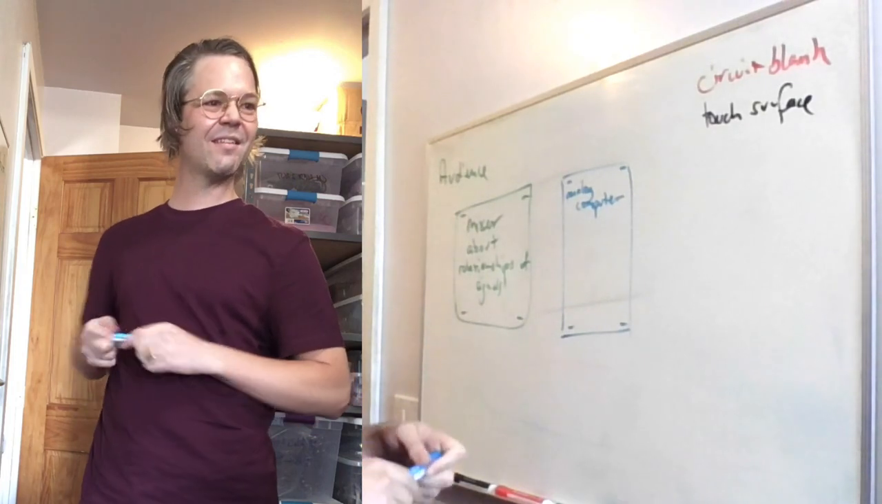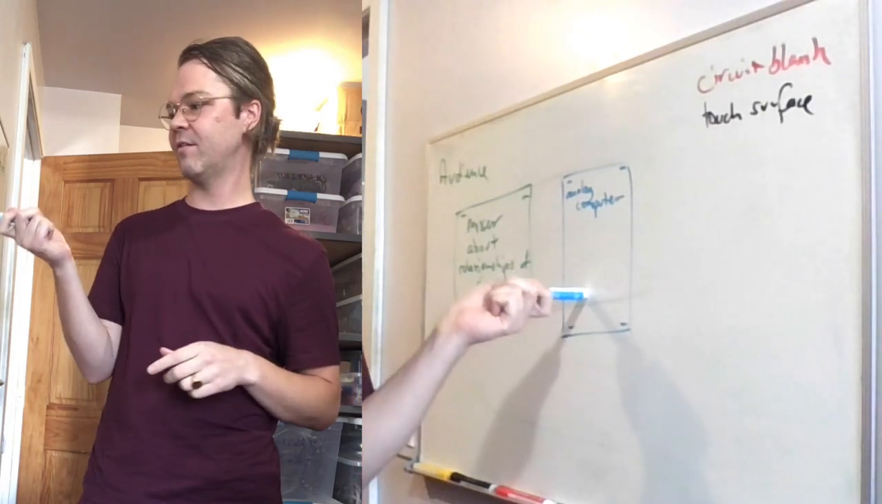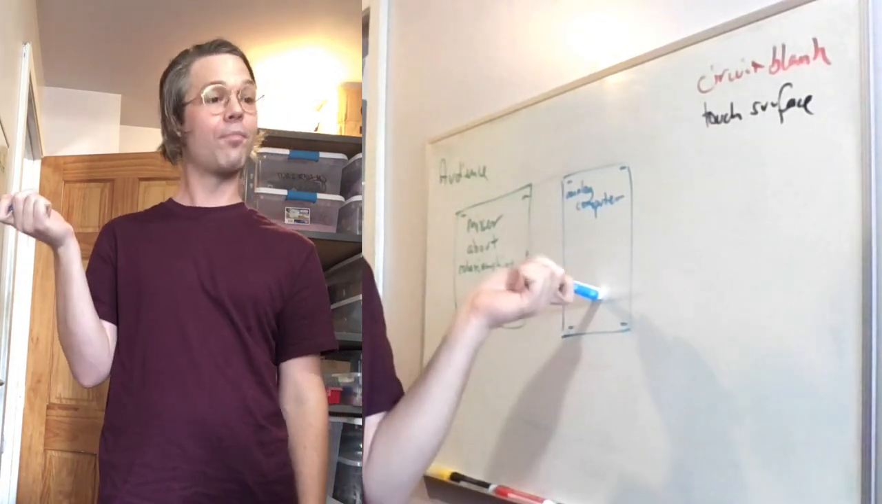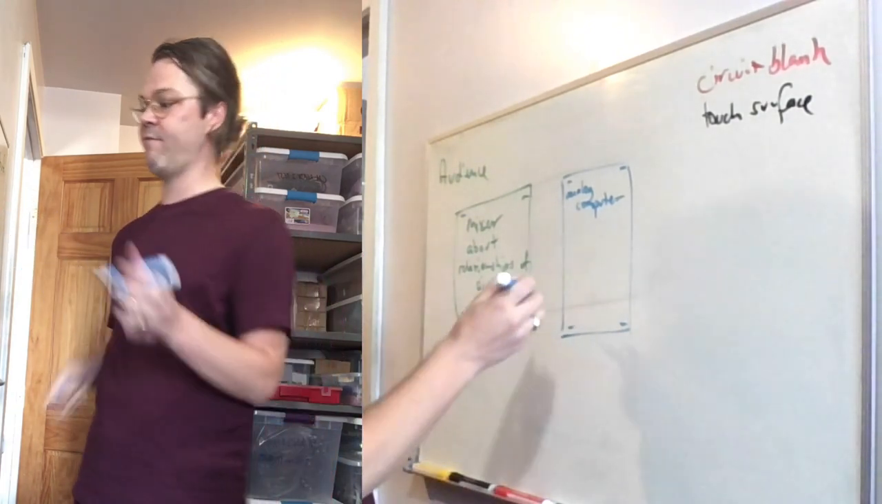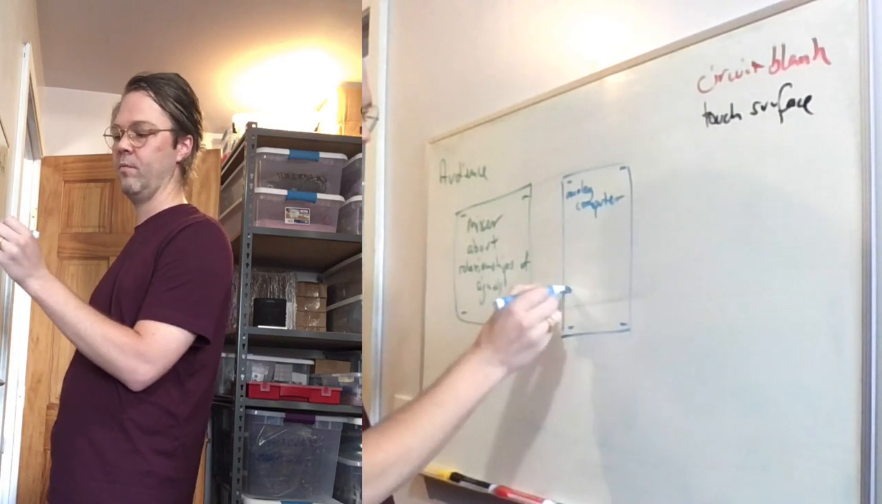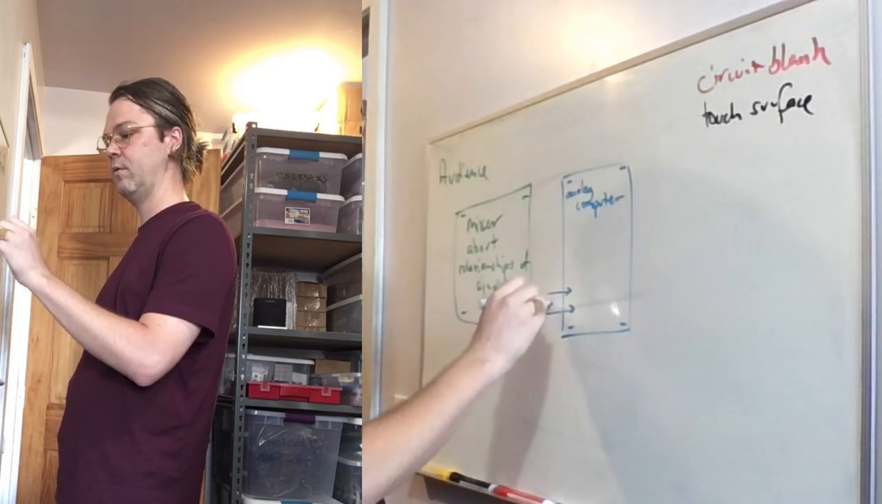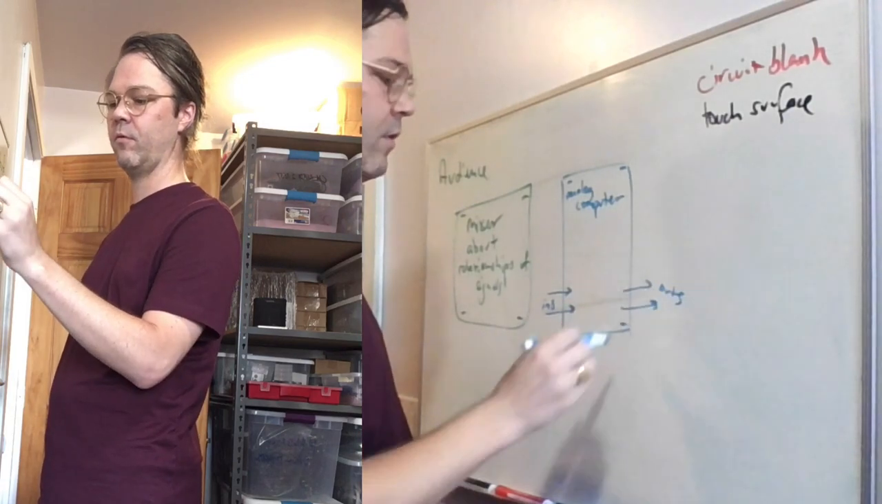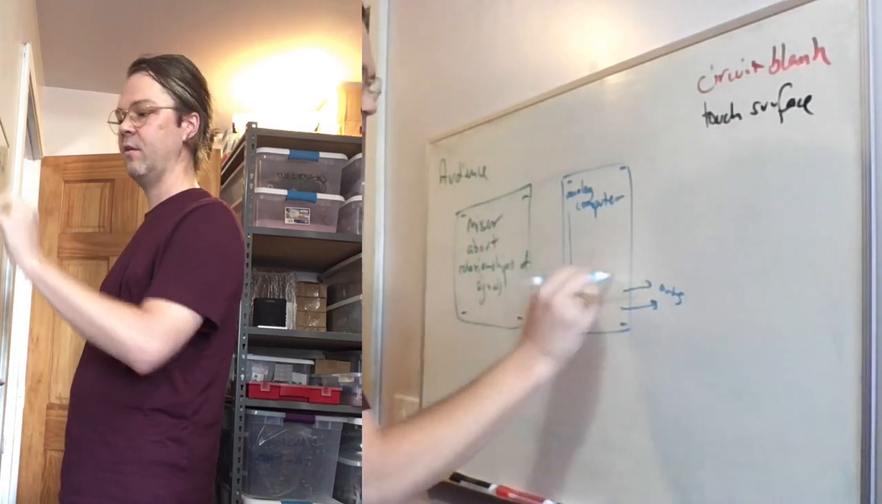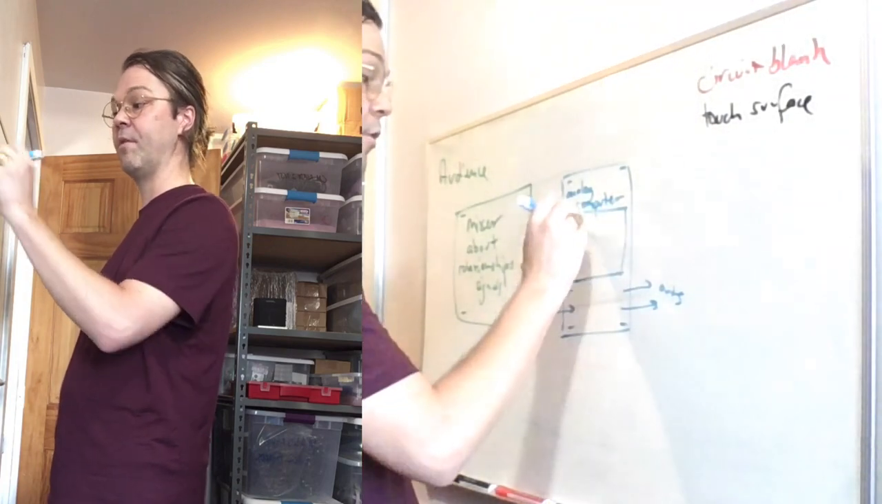Does that make sense? So basically the interface would be the computer program. And you would have maybe two or three inputs, and then you could have two or three outputs. And then basically this interface would be the program.